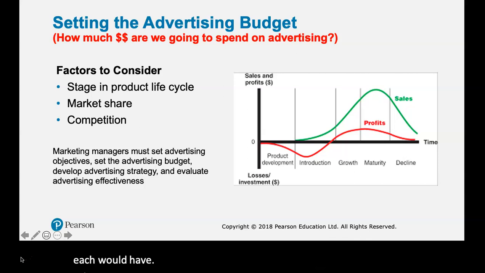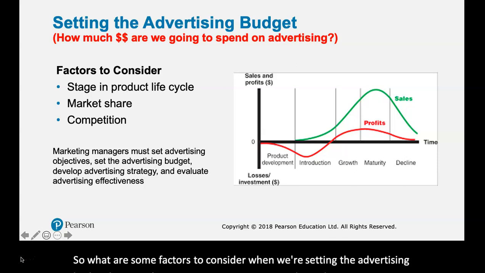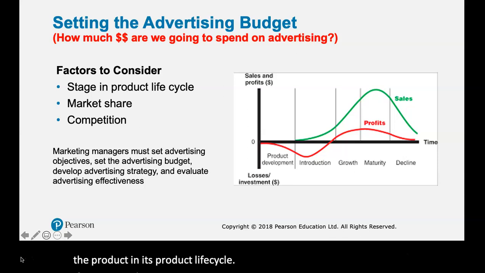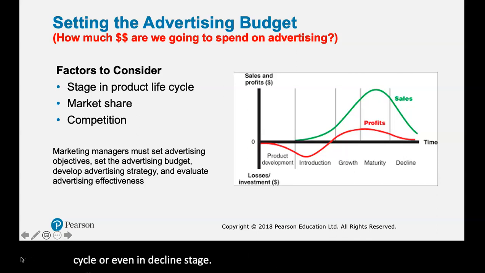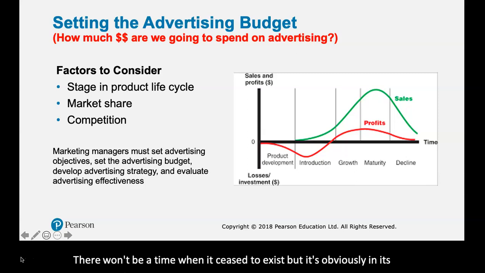So what are some factors to consider when we're setting the advertising budget? How much money are we going to spend on advertising? There are several things that we have to think about. One is, where is the product in its product life cycle? If you remember me just a slide ago talking about reminder advertising. Reminder advertising usually happens when the product is in the late maturity stage of its life cycle, or even in the decline stage. Milk, as we know, is not going away. There won't be a time when it ceased to exist, but it's obviously in its maturity stage of its life cycle. So reminder advertising there is really an appropriate strategy to put in place.